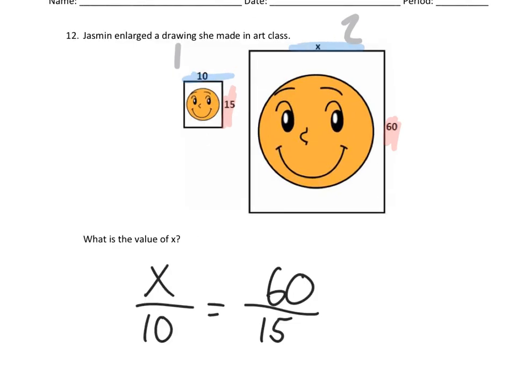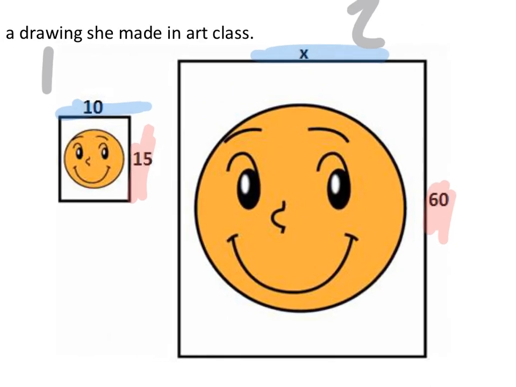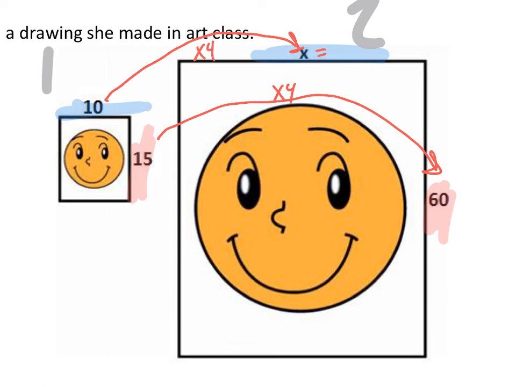But one thing that I think you guys really need to be able to do is just think about what you multiply times 15 to get to 60. Well, I can do 15 times 4 to get to 60, which means I can do the same thing right here. I can do 10 times 4 to get to my x, which ends up being 40.